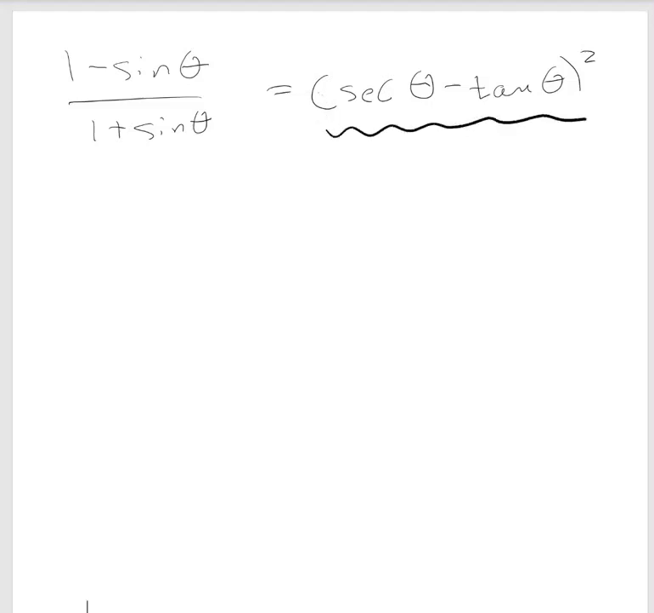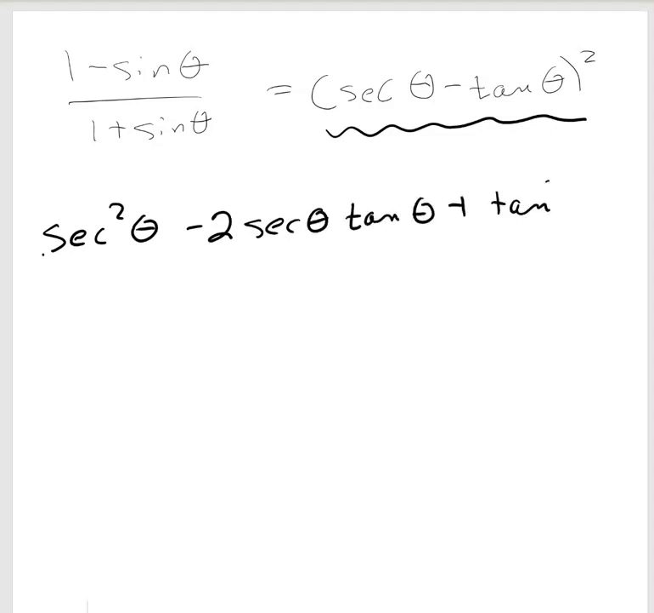This time I have (1 minus sine theta) over (1 plus sine theta) is equal to (secant theta minus tangent theta) squared. I'm going to do this one a little differently because when you look at the two sides, you're looking for which one looks harder, and I think the secant theta minus tangent theta squared looks harder. So I'm going to start there. I'm going to square secant theta minus tangent theta. So secant squared theta minus 2 secant theta tangent theta plus tangent squared theta.